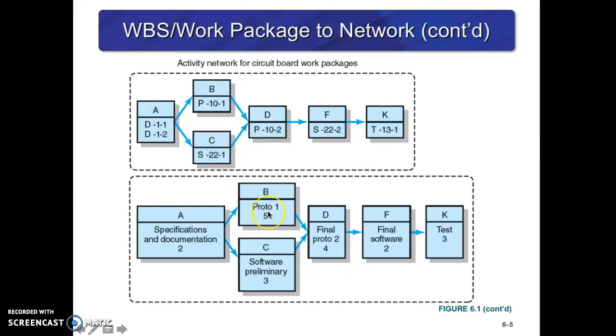And task B is about the prototype, and C is about the software preliminary. And you really cannot start the final prototype until you finish B and C. You can see that, okay? And then once you finish D, you finish F, and then you finish K, then you finish the entire project. That's what we call the project network diagram.